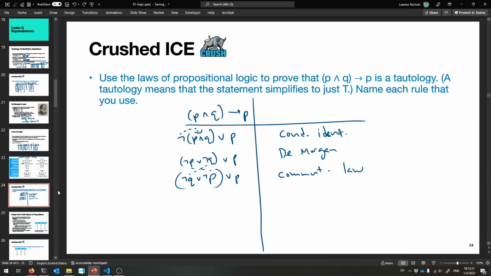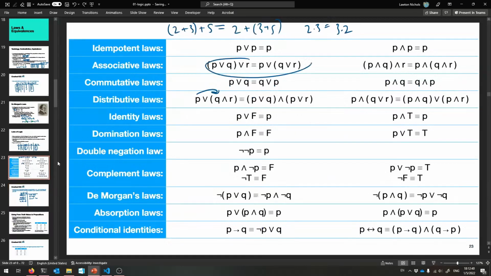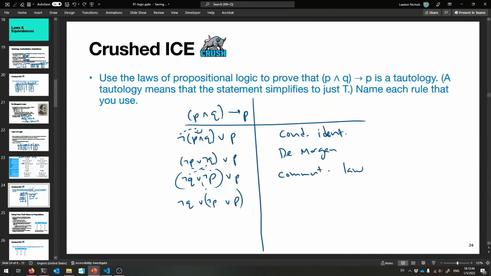That's nice, but we want them to be together, so let's change the parenthesization. Let's make it like this, because then they'll be next to each other. So this is not Q or (not P or P), with the parentheses like this. We can go from here to here using the associative law for or. I promise you, with enough examples, this will become second nature. So that was an associative law.